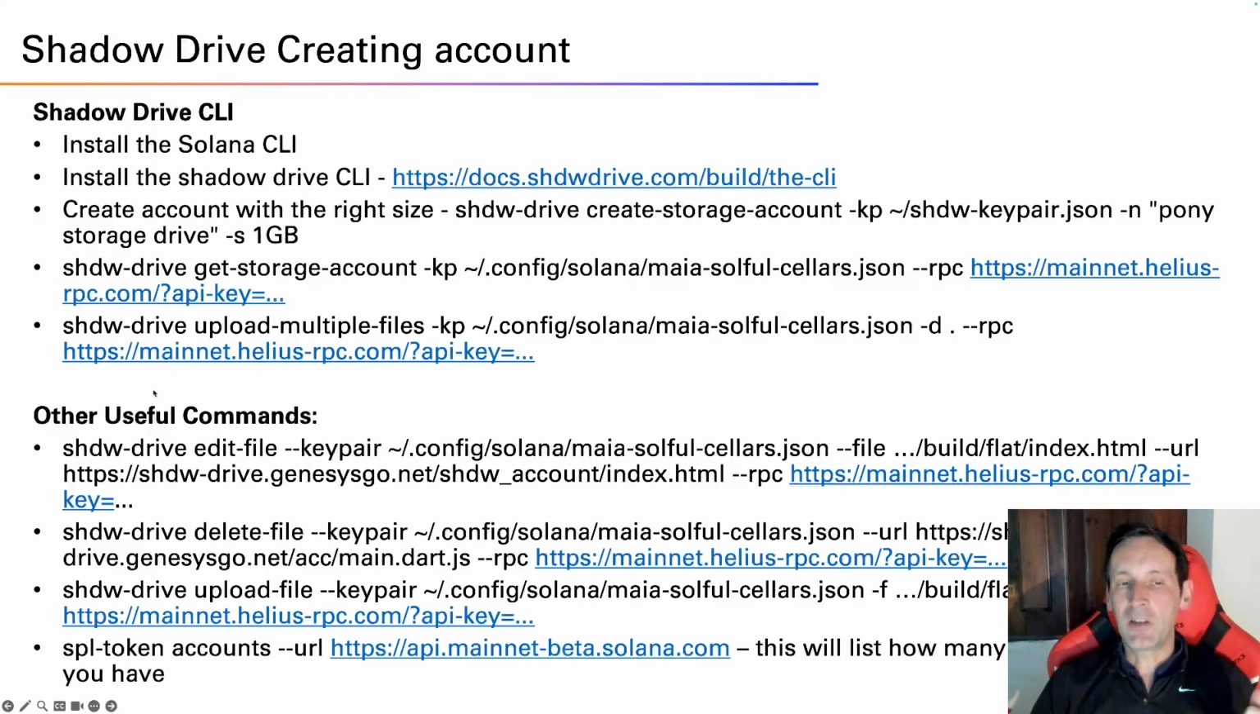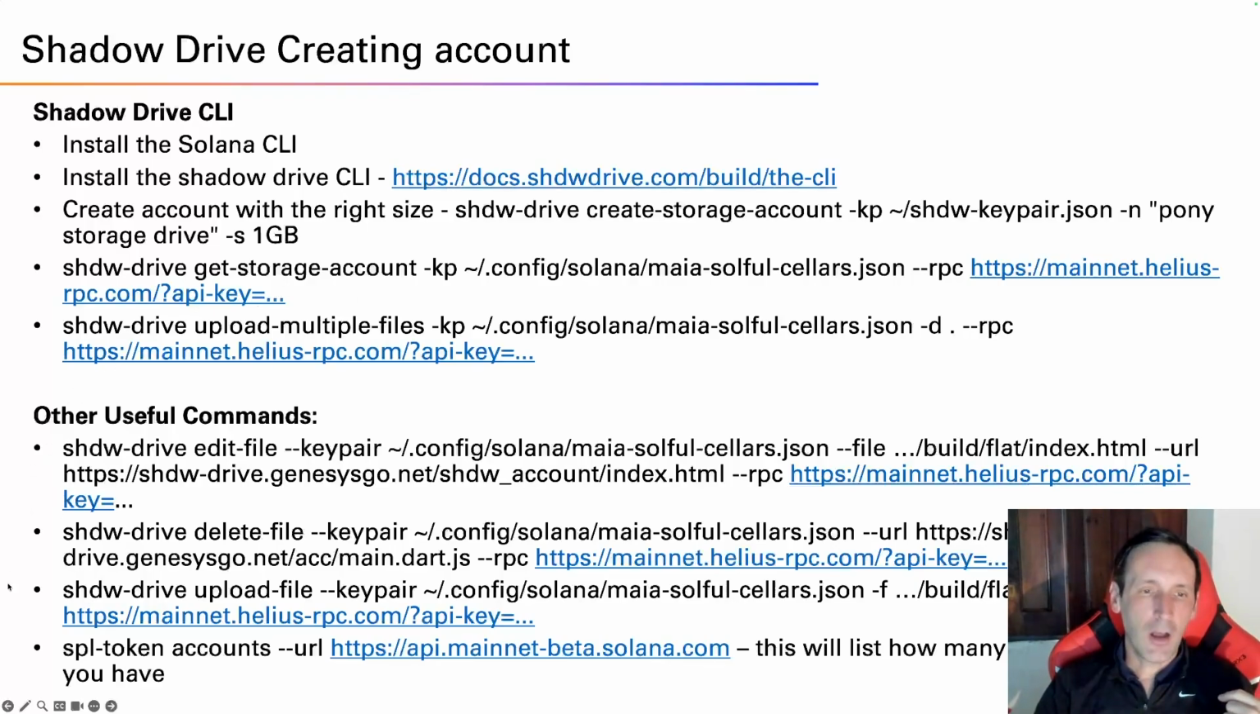And then you have this one, which is a super important command, Shadow Drive upload multiple files. As the name implies, you go into a folder and run that command from that folder. As you can see here, -d dot basically means current directory. And then it uploads all of the files that you have in that folder to Shadow Drive. That's really one of the commands that I use the most.